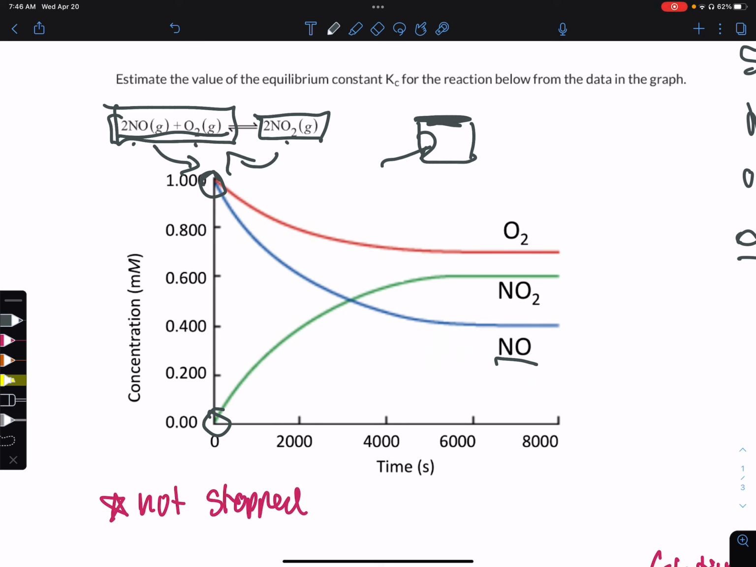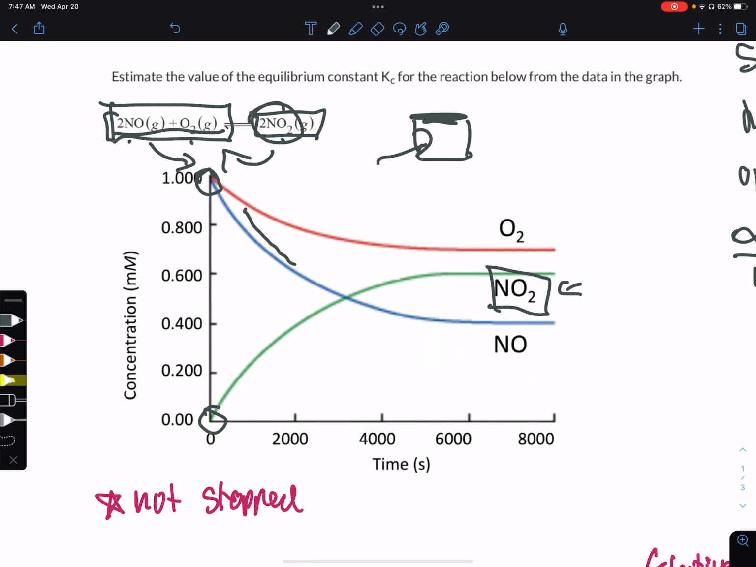Well, no, sorry, not NO. You're not going to have any NO2 to start, because that's what you're trying to make. The entire process here is trying to make NO2. So left to its own, in nature, these two will slowly decrease in amount, but they don't completely go to zero.